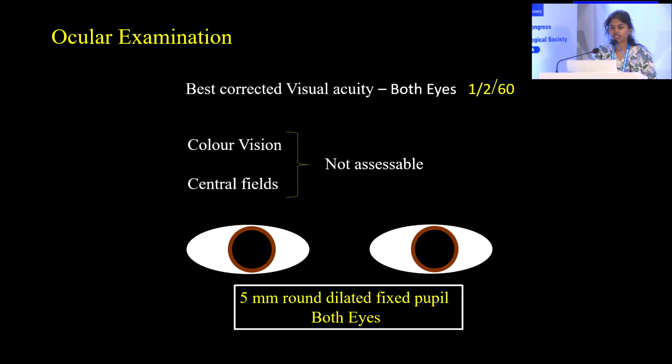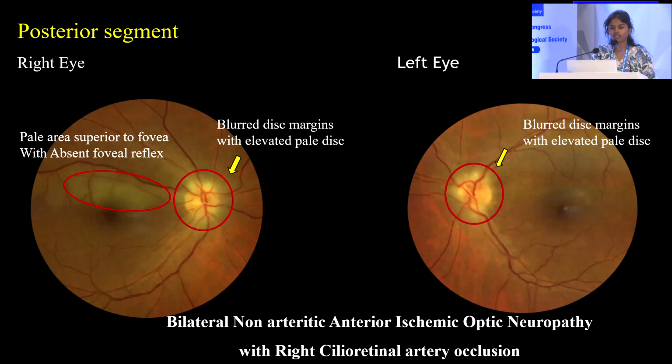On ocular examination, his best corrected visual acuity in both eyes was half by 60. His color vision and central fields in both eyes were not accessible. Anterior segment examination showed 5 mm round dilated fixed pupil in both eyes. Posterior segment examination of the right eye showed blurred disc margin with elevated pale disc and a pale area superior to the fovea with absent foveal reflex.